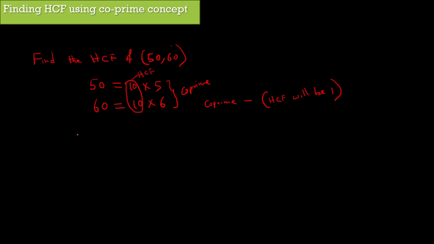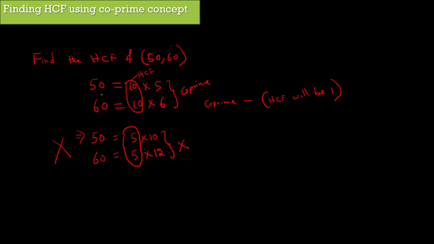Okay. Now, let's see one more example. We'll get clarity. So 50 also can be written as 5 into 10, and 60 can be written as 5 into 12. Here I cannot take 5 as the HCF because 10 and 12 are not co-primes. Because the HCF of 10 and 12 is not 1. The HCF of 10 and 12 is 2. So I cannot consider this, right?